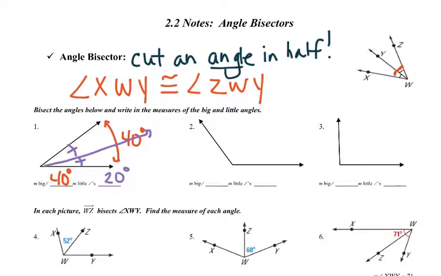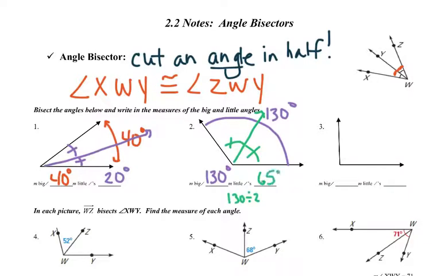This next one, the big angle here, if we measured it with a protractor, is 130 degrees. If we cut the 130 degree angle in half, how many degrees would each little mini guy be? Well, 130 divided by 2 is 65 degrees. The last one here, it doesn't have the symbol, but we can probably tell by looking at it that that's a 90 degree angle. What would happen if that got cut in half? Well, 90 divided by 2, the little angles there would be 45.